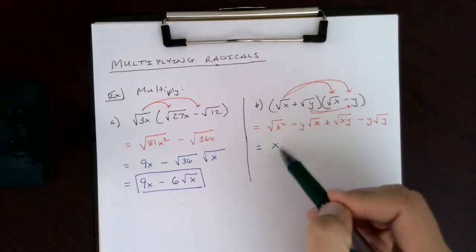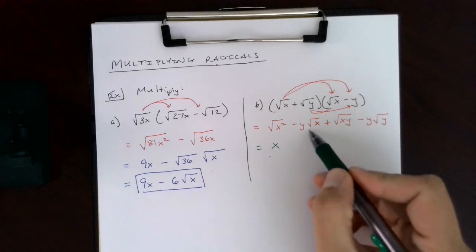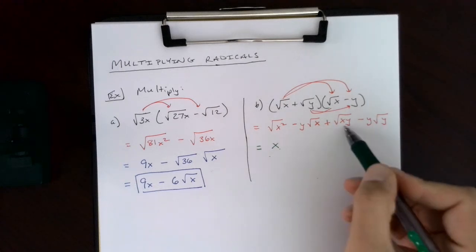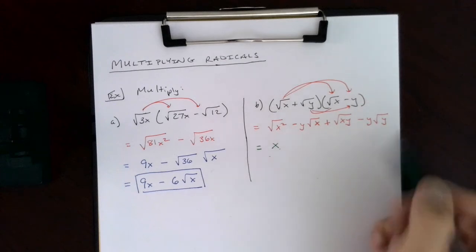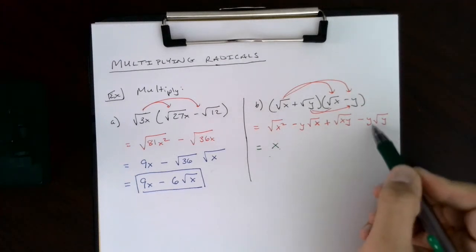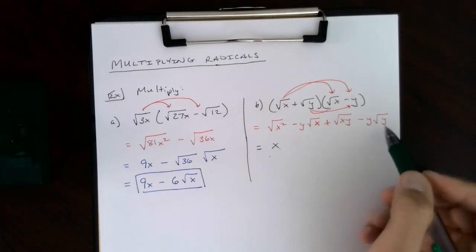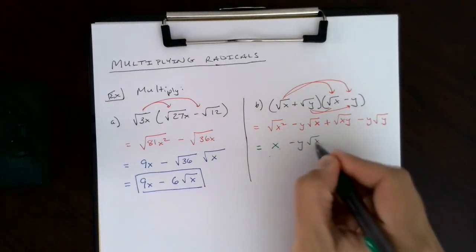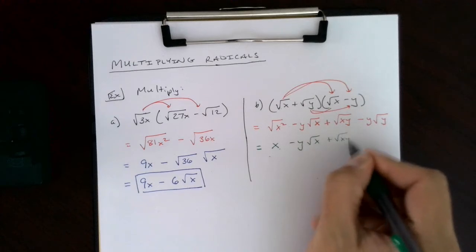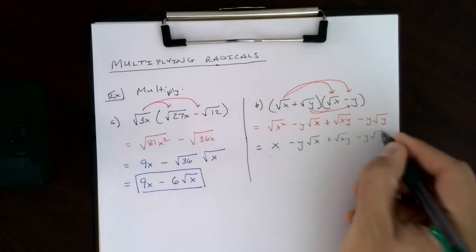Minus y square root of x, does that combine with this, square root of xy? Well, the answer is no. They're not like radicals. They don't have the same radicand. And it won't combine with this either, this minus y root y. So those all have to just stay. So we have minus y square root x plus square root xy minus y square root y.